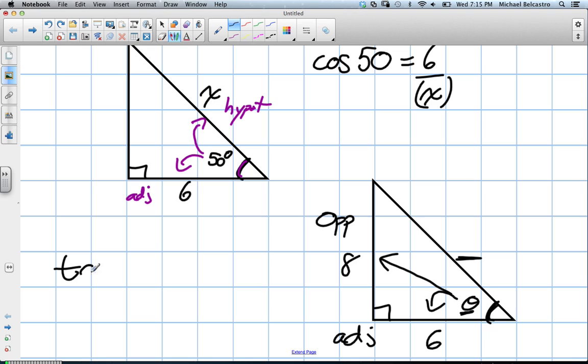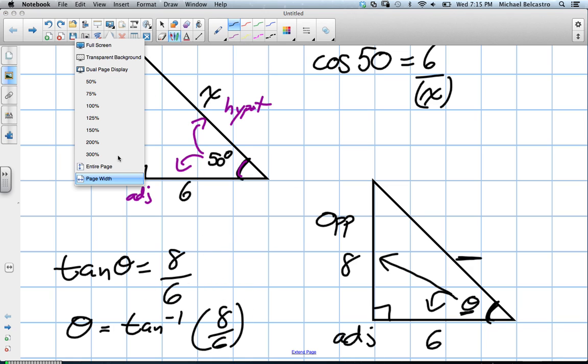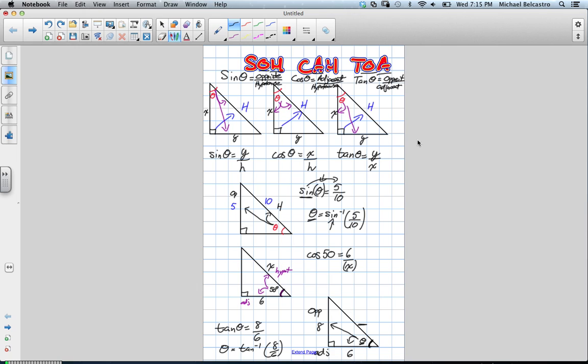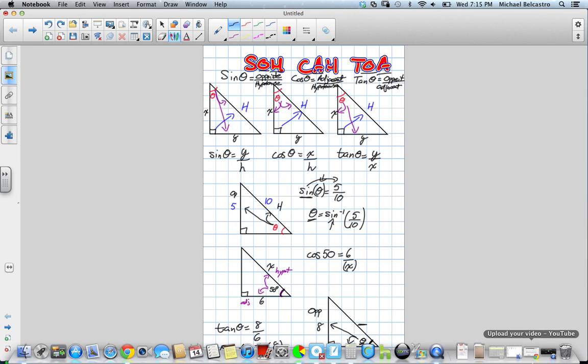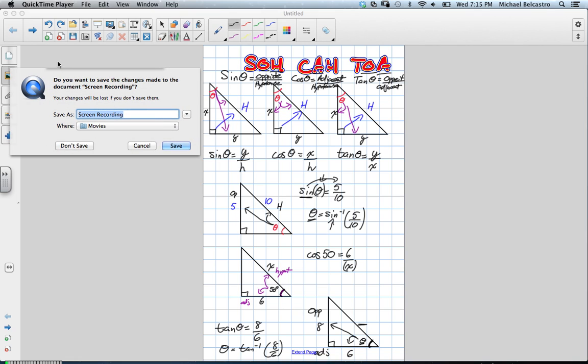Tangent. That's right. Tangent theta is equal to opposite over adjacent. And again, to solve for the angle, we technically have to make this tan inverse, because again, we're solving for an angle. When we're not solving for an angle, we don't have to do that. So that's kind of a crash course in setting up the SOH CAH TOA, where there are 3 ratios there. Does that kind of make sense?